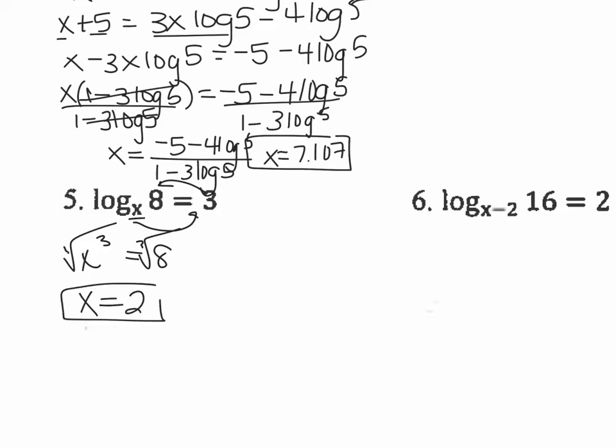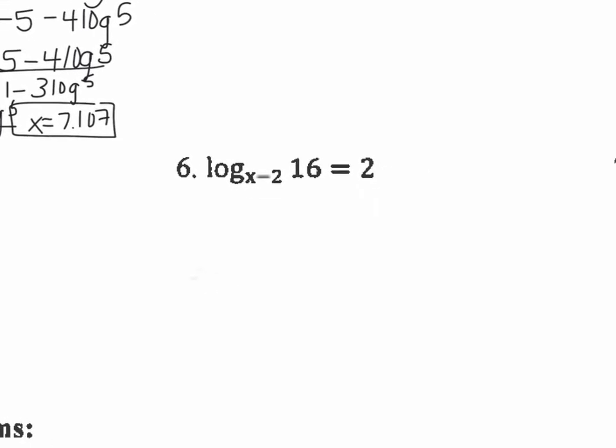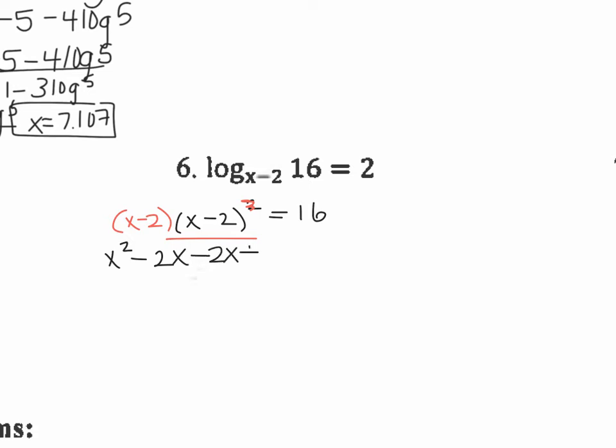Done. If I look at number 6, my base is x minus 2 squared equals 16. So now if I look at a problem like this, what am I going to do? Well, I'm going to have to FOIL, so write x minus 2 again. So now I have x squared minus 2x plus 4 equals 16. So now if I clean everything up, x squared minus 4x plus 4 equals 16. So x squared minus 4x minus 12.